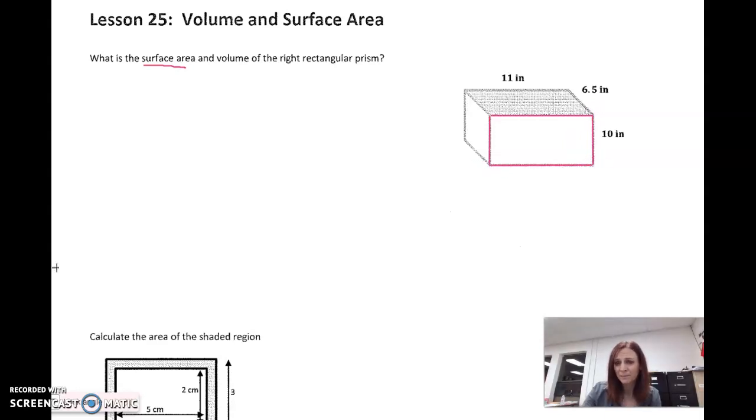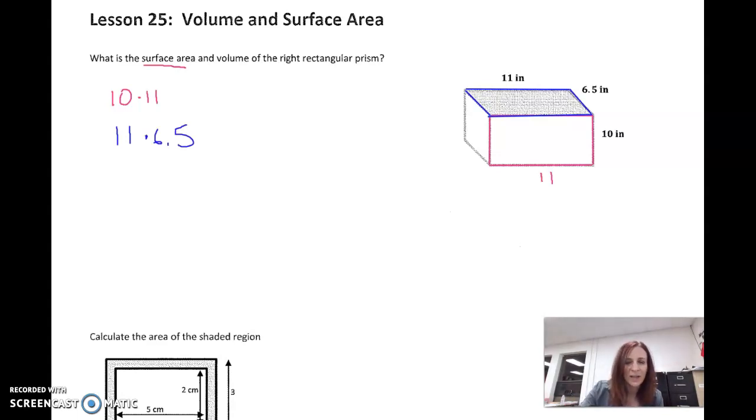But I have this face right here, right? And that is 10 by 11. So to find the area of this, what I have outlined in pink here, I would go 10 times 11. Then I have maybe the top. If we look at this rectangle along the top, that's a right rectangular prism, which means they're all rectangles. This is 11 by 6.5. So to find that area, I would go 11 times 6.5.